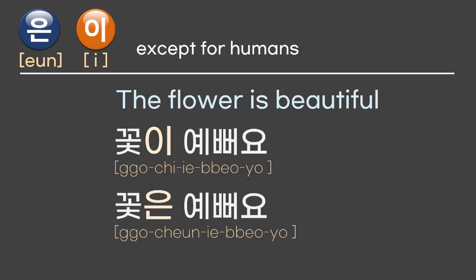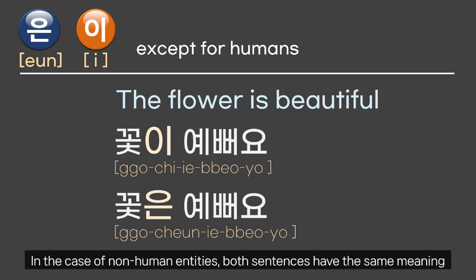The flower is beautiful. 꽃이 예뻐요. 꽃은 예뻐요. In the case of non-human entities, both sentences have the same meaning.